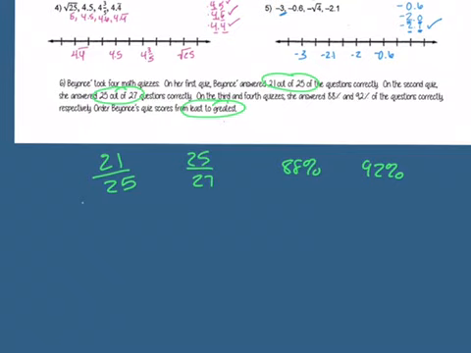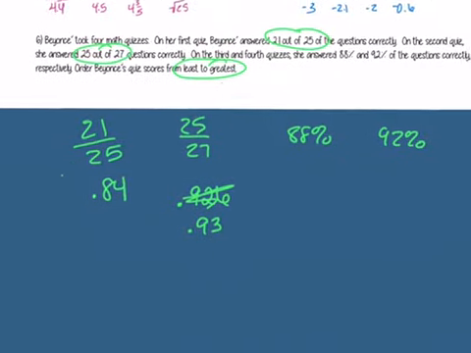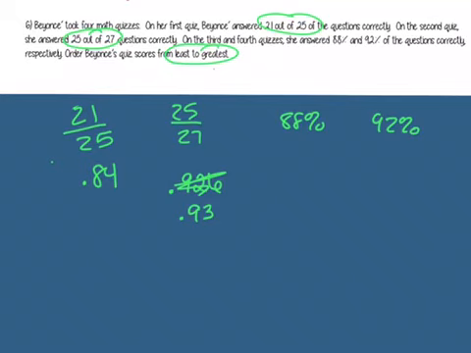So 21 divided by 25 is 0.84. 25 divided by 27 is 0.926, we'll say, 0.93. 88%. So remember, turning a percent into a decimal. Since it's a whole number, there's not already a decimal in this percent. I'm going to put an imaginary one at the end of the number and move it 2 spaces to the left. So that makes this decimal 0.88. Same thing with 92, 0.92.